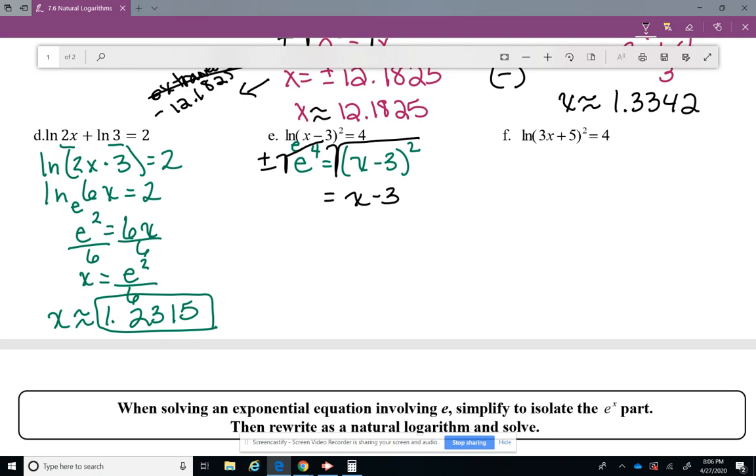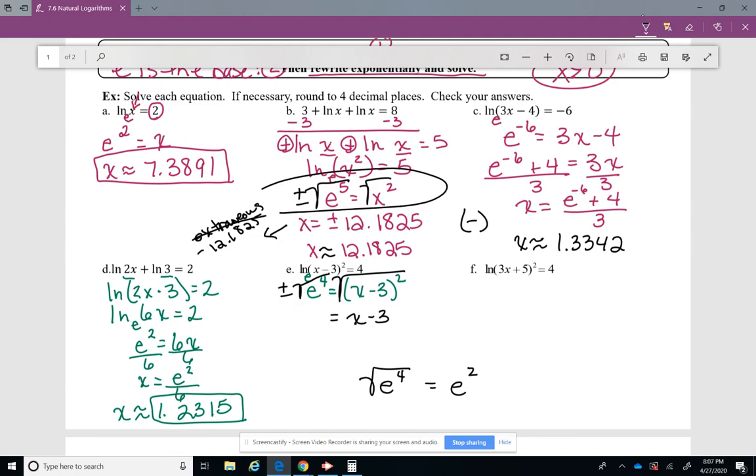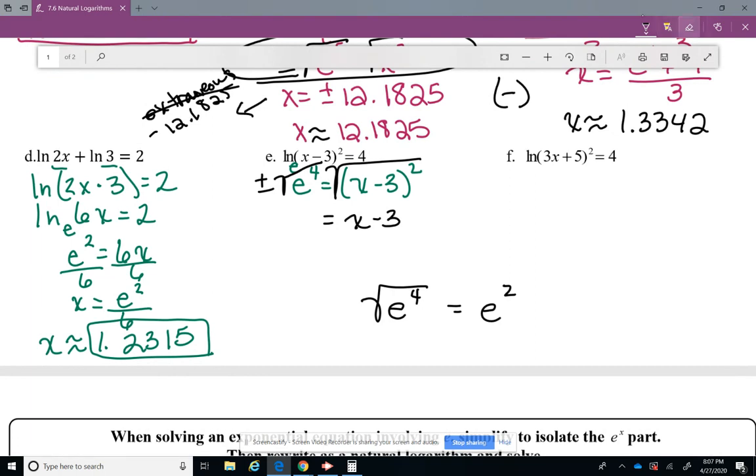Well, that's true. But what if you had to do this plus or minus the square root of e to the fourth and you were going to be subtracting something from it or adding something to it? You actually could get two answers. So you don't want to get rid of that plus or minus yet. All right. So it just so happens because the square root of e to the fourth is going to be e squared. This one's going to be different than the one we did up here where we were doing the square root of e to the fifth, because there isn't a perfect square for the square root of e to the fifth. But there is for the square root of e squared. E to the fourth is e squared.